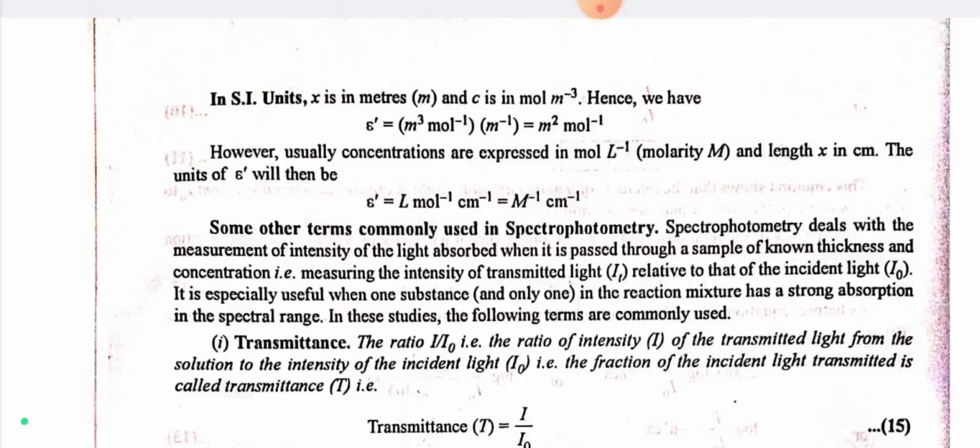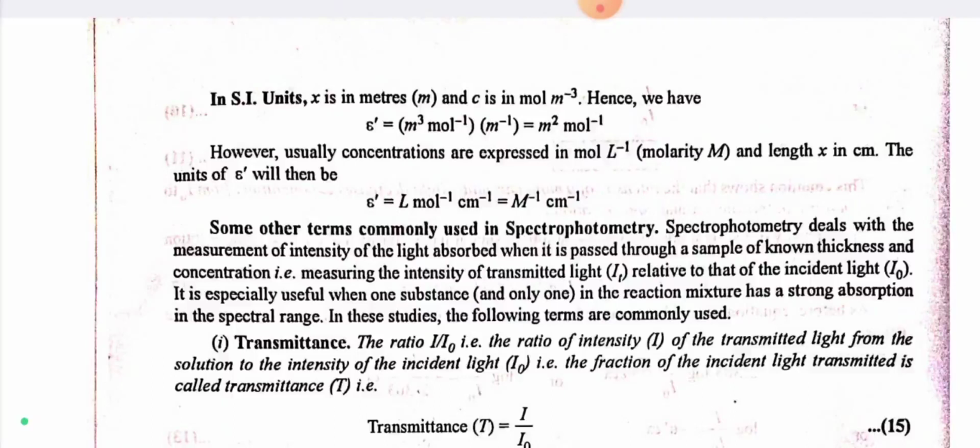However, usually concentrations are expressed in mole per liter, molarity M, and length x in centimeter. The units of epsilon dash will then be liter mole inverse centimeter inverse, which is equal to meter inverse molar inverse centimeter inverse.